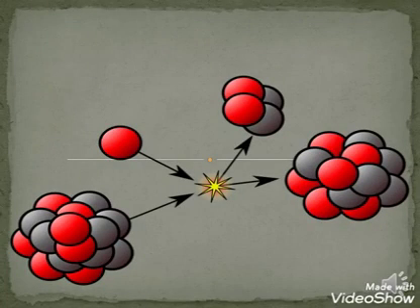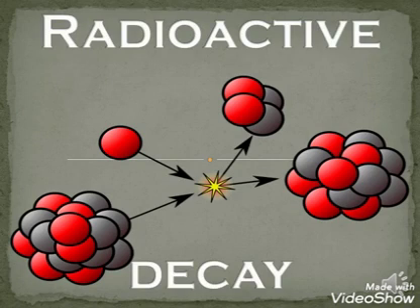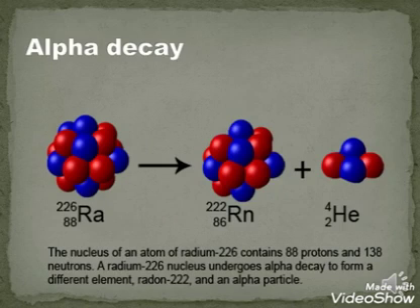Hello everyone, we are going to discuss now the radioactive decay of the three radioactive particles, namely the alpha particles, beta particles, and the gamma rays. So we are going to start with the alpha decay.